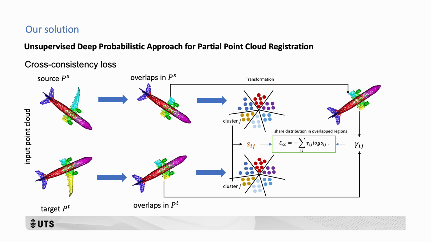Therefore, we introduce a cross-consistency loss to encourage the network to learn transformation invariant feature representations. Our cross-consistency loss is based on the fact that the cluster labeling should not change if the points are rigidly transformed. This fact means that if points PS and PT belong to the same cluster, they should share the same cluster centroid. Therefore, the cross-consistency loss can make full use of the information from both aligned point clouds.